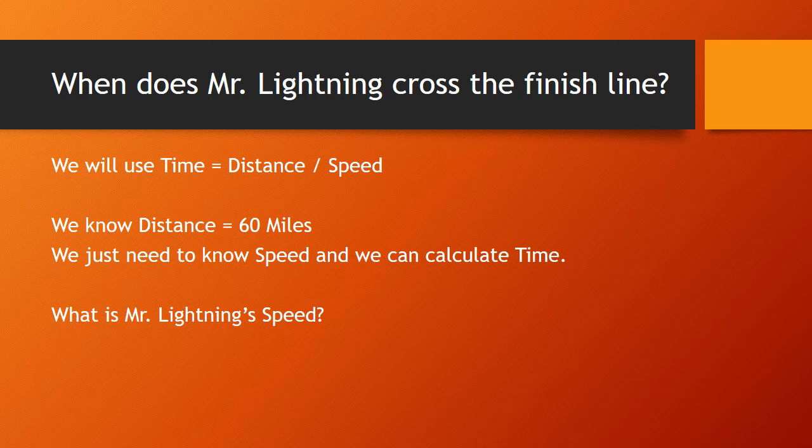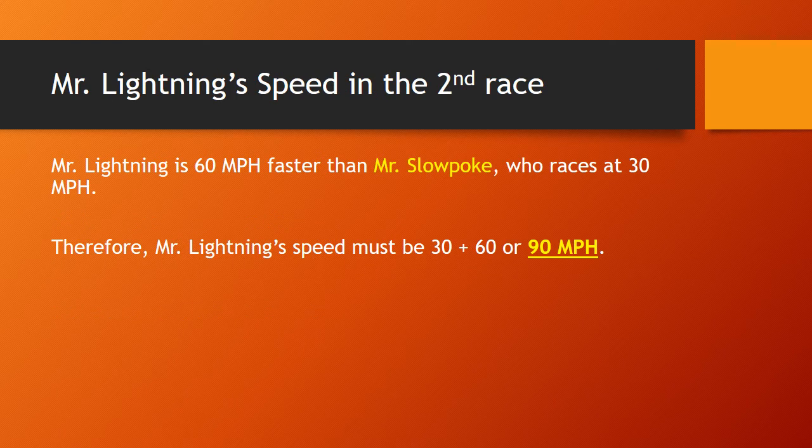It seems like this should be an equally simple question. We simply need to know his speed. Mr. Lightning claimed that he did not have a true speed, but surely he does. Let's try and decide what it is. He is 60 miles an hour faster than Mr. Slowpoke, who races at 30 miles an hour.